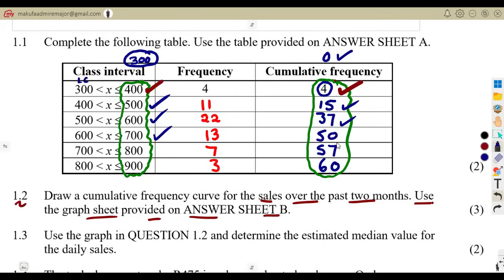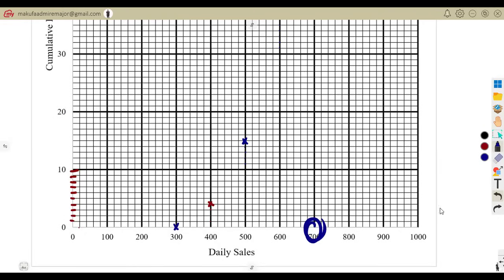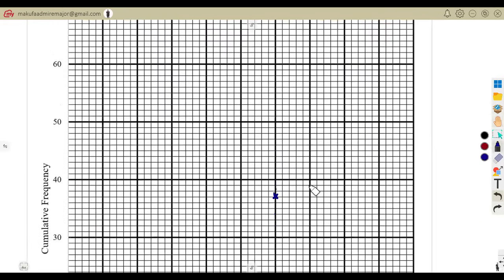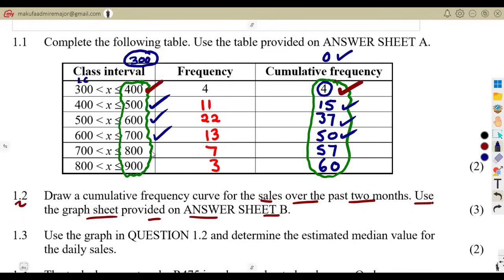Another one is 700 versus 50. All right, 700 is this one, so we need it versus 50. 700 versus 50. 700, this is 50. So 700 versus 50 was going to be somewhere there. All right. Mark those points.